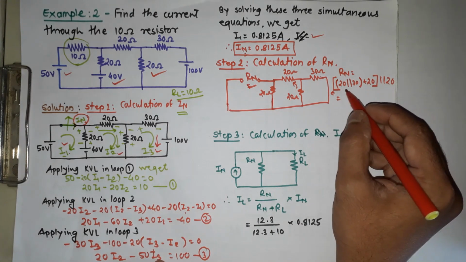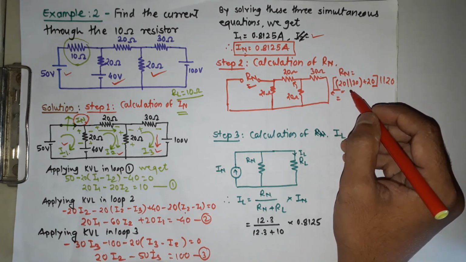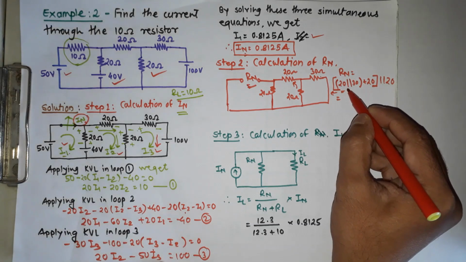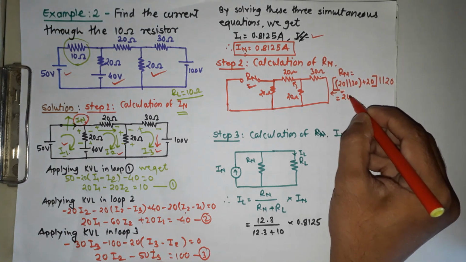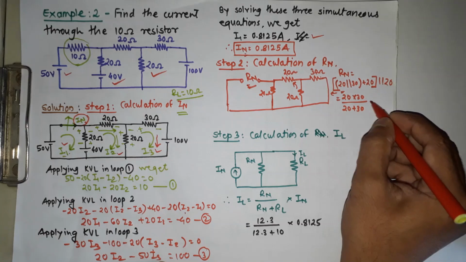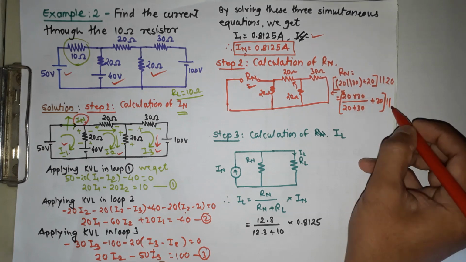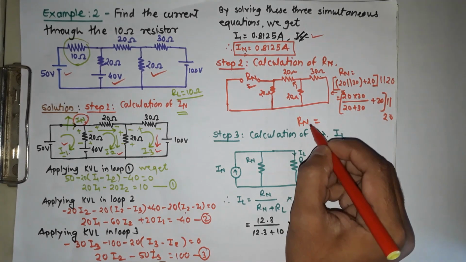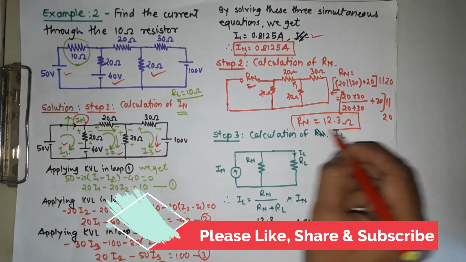If you are having difficulties solving this calculation of parallel resistances, you can also refer to my previous video, so you will understand better. See here, I will explain one step. For finding this 20 and the 30 in parallel, 20 into 30 divided by 20 plus 30, plus 20. This is the simple calculation, and this again will be in parallel with 20. So by doing the calculation, we got RN is equal to 12.3 ohm. So this is the RN. The second step is completed.